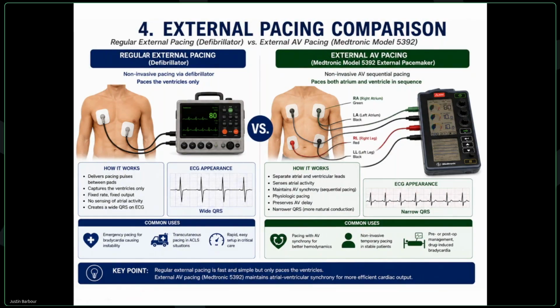Why would I need an external pacemaker when I have a defibrillator analyzer that can do that just fine? Well, that's because external pacemakers or temporary pacemakers are much more complex devices than the pacers that you're going to find on your local defibrillator.